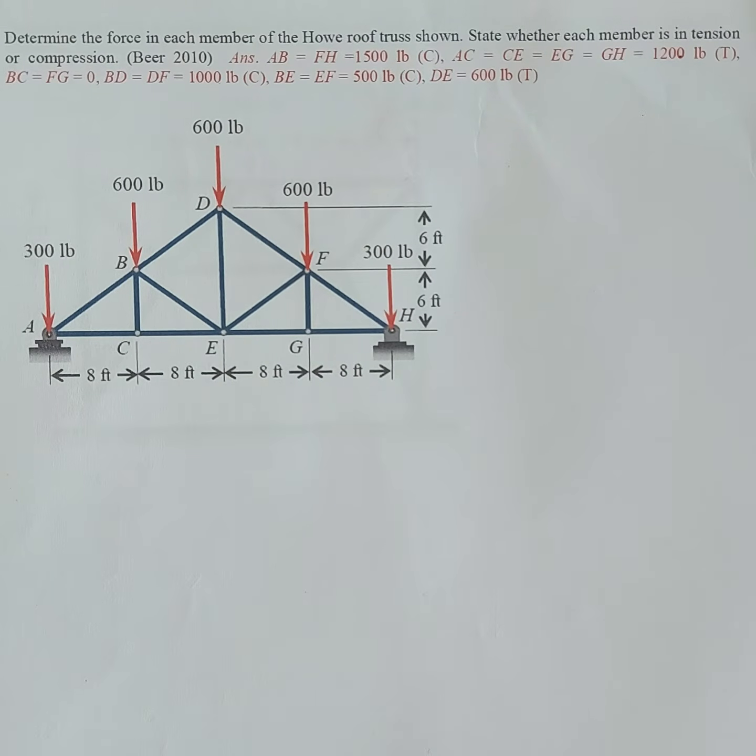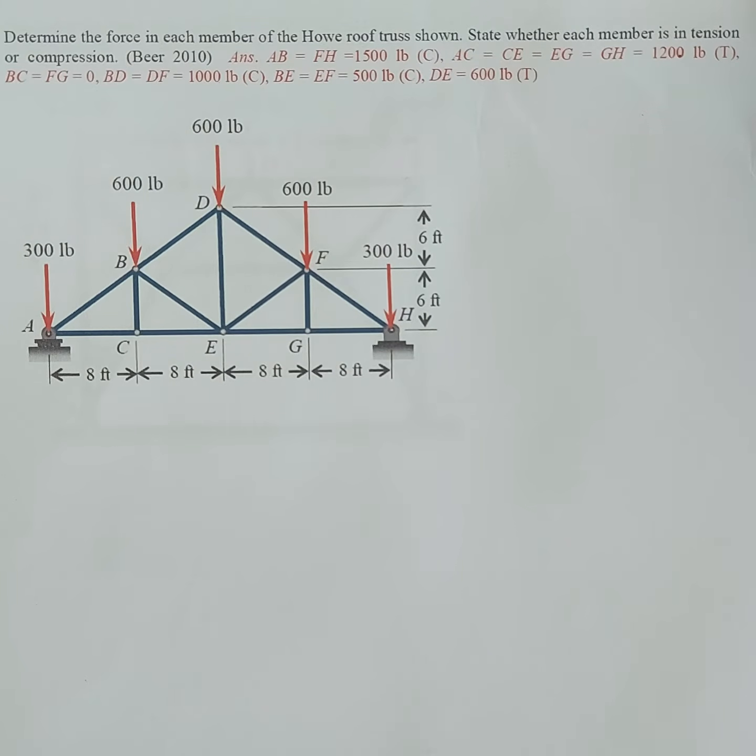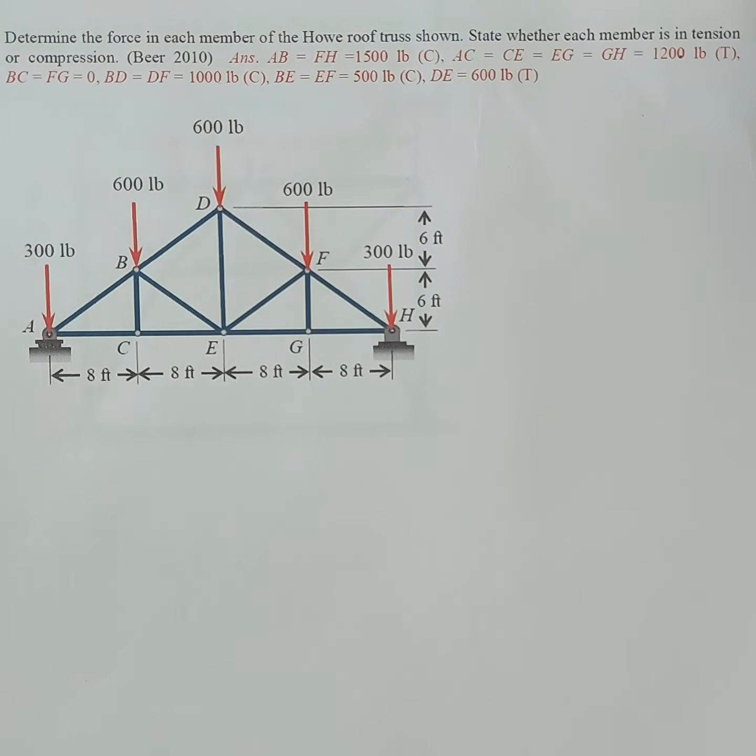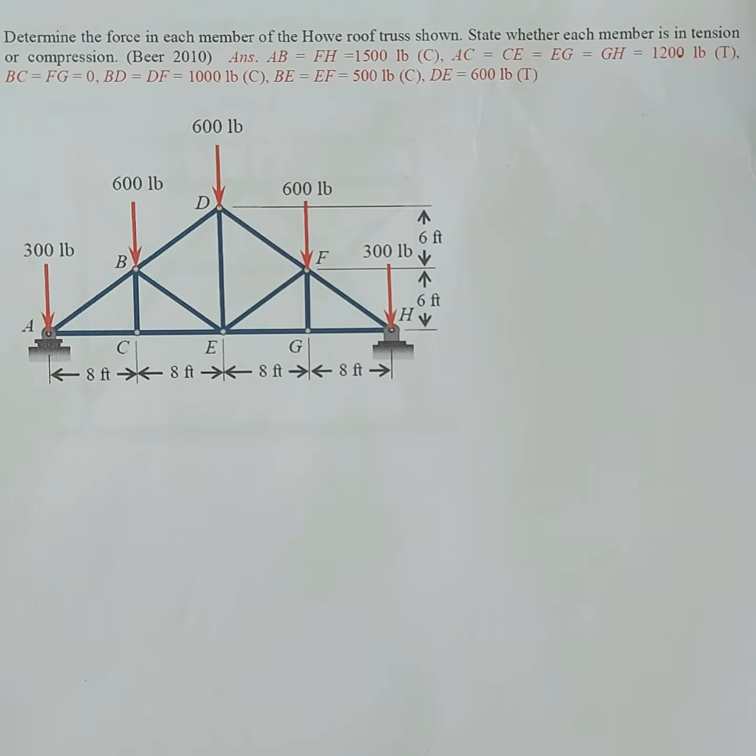Okay, let's have another example. Still on method of joints and analyzing trusses. By the way, we usually use the method of joints when we are interested in solving all the bar forces, so the forces in each member of the truss. If we only want selected bar forces, we are going to use the method of sections. But that's another topic. So let's first master how to analyze a truss using the method of joints.